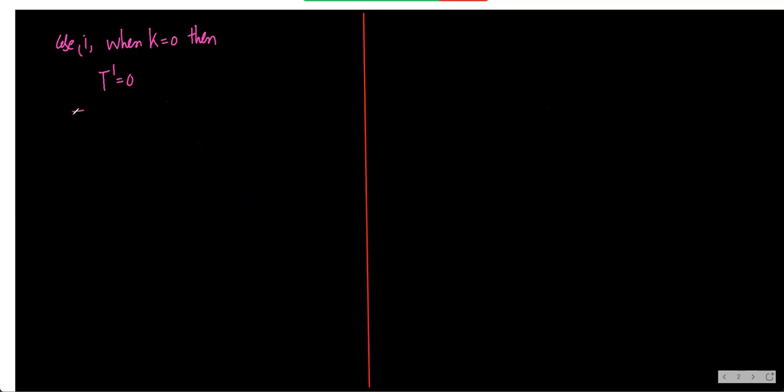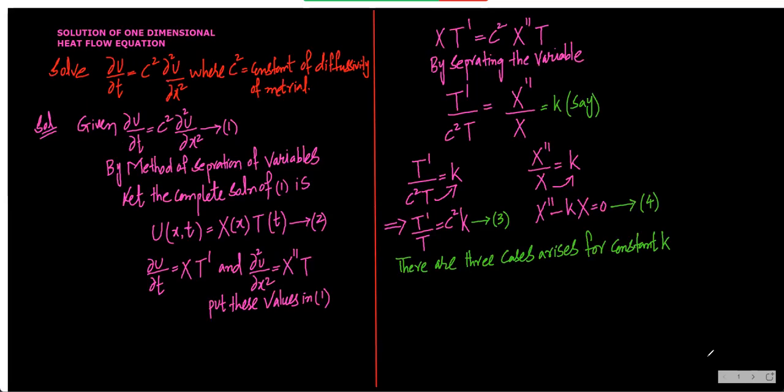And if you integrate, what answer will you get? T is equal to, since you have to add a constant, T is equal to C1 in the first case when k is equal to 0. Another, equation number 4, again with k equal to 0: X double dash is equal to 0, correct?